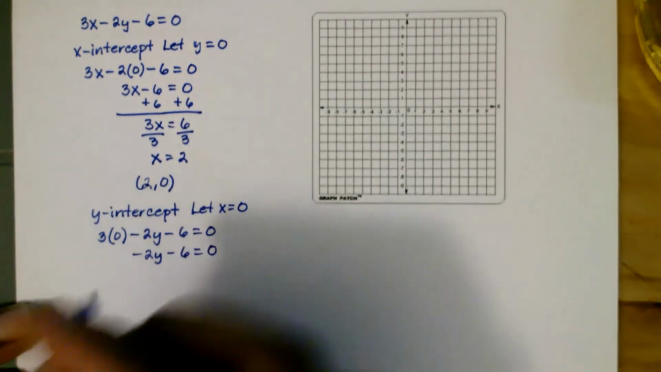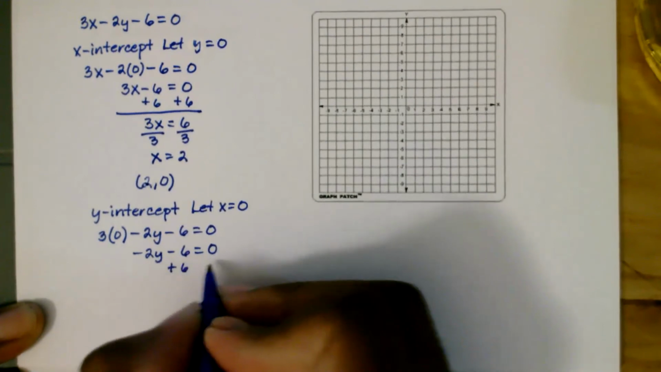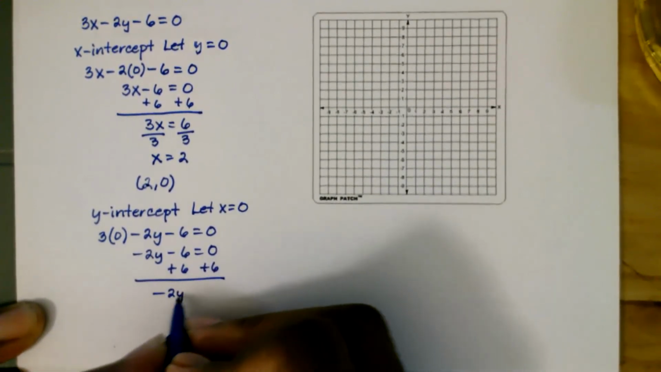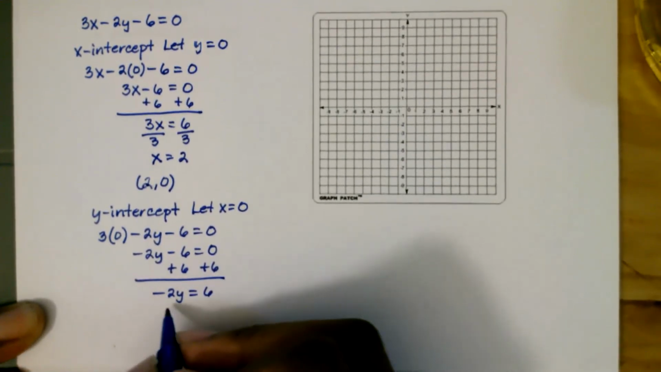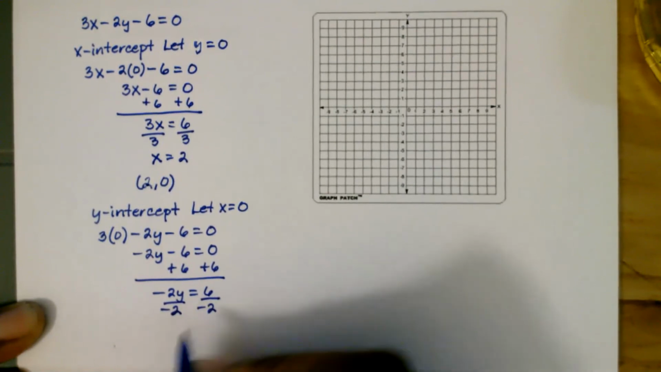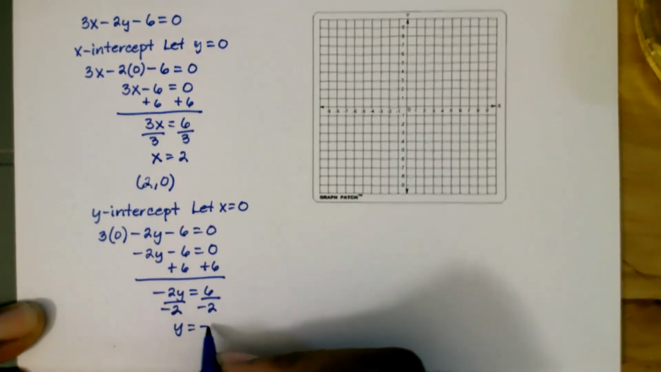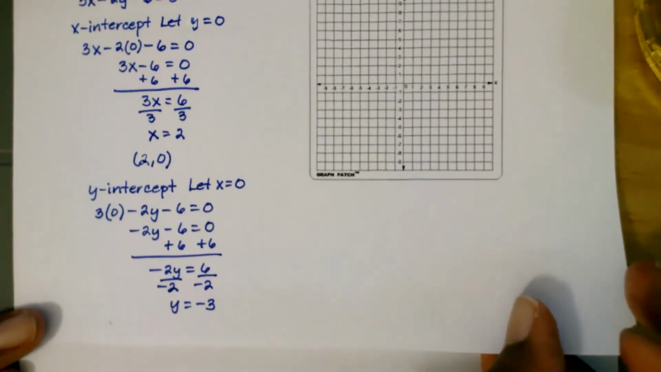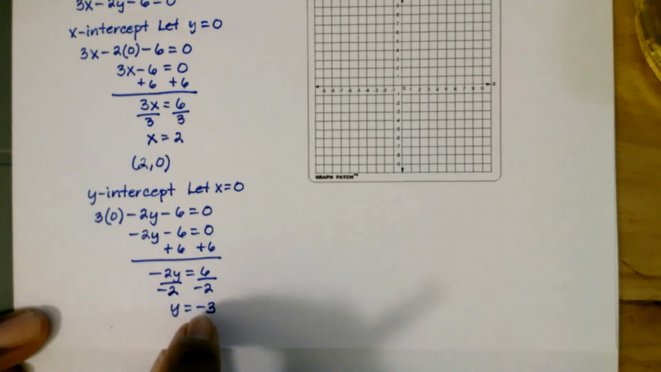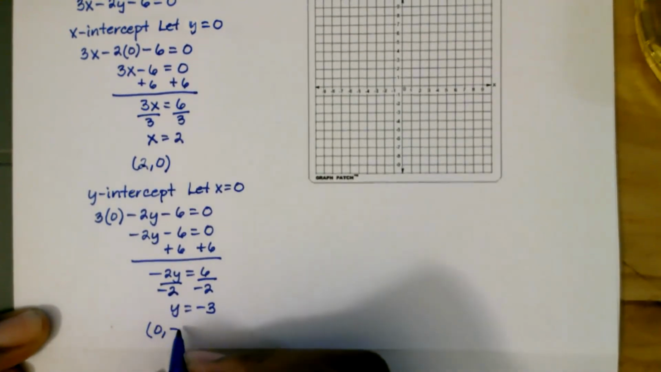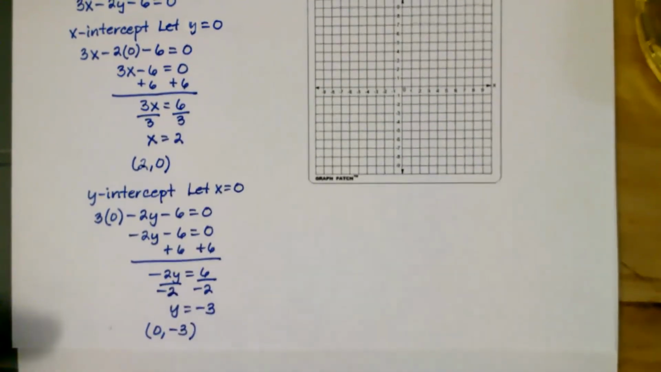And then to get the negative 2y by itself, we're going to add 6 to both sides. So that means negative 2y equals 6. Divide both sides by negative 2 in this equation, and you'll get y is equal to negative 3. So that line is going to be crossing the y-axis at negative 3. And the ordered pair for your y-intercept would be (0, -3).